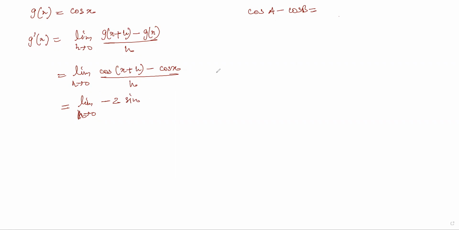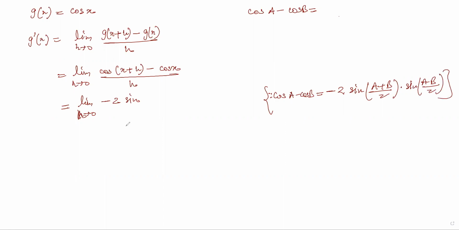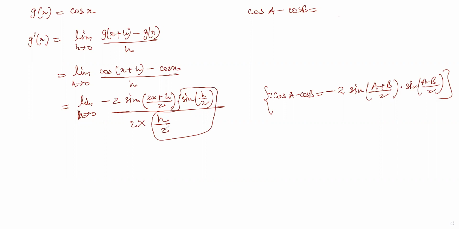So if I use cos A minus cos B, I'm writing it here. Cos A minus cos B is minus 2 sine of (A plus B) by 2 into sine of (A minus B) by 2. A plus B is 2x plus h, divided by 2, into A minus B, which is h. If you subtract x from x plus h, you will get h. So sine of (A minus B) by 2 is h by 2, divided by h. Now you can multiply and divide this h with 2 because now this is a formula: sine of h by 2 divided by h by 2. This is 1.